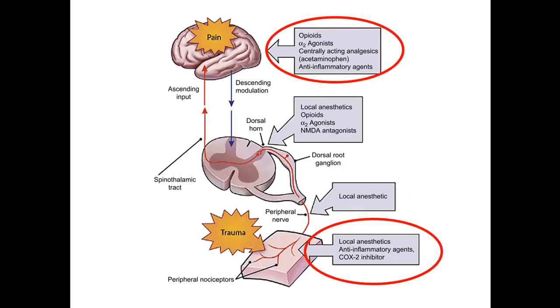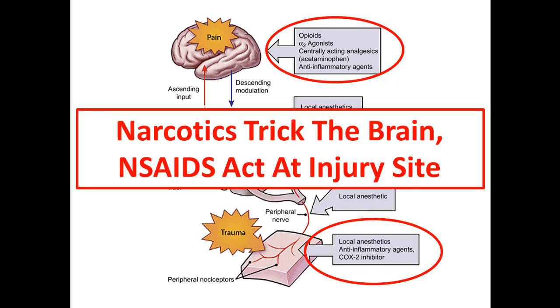Now, the big question in everybody's mind is usually, well, how do these drugs work? And there's several different places in our body where we have pain receptors, one obviously being the brain, two being the spinal cord, and three being the tissues where the traumatic injury has actually occurred. And each of our pain options act in different locations.